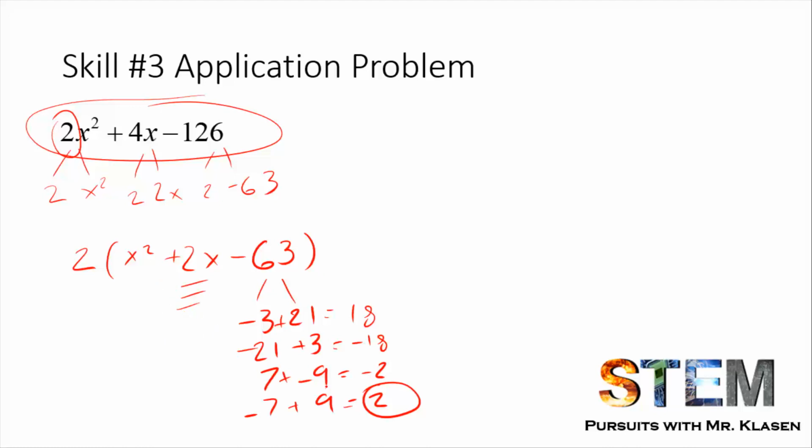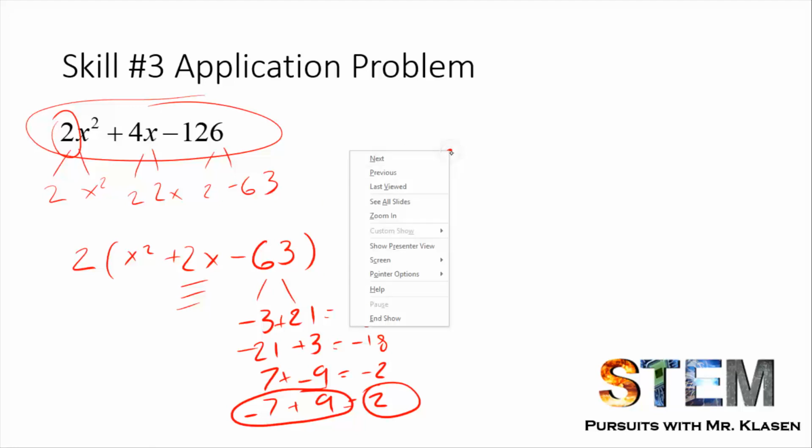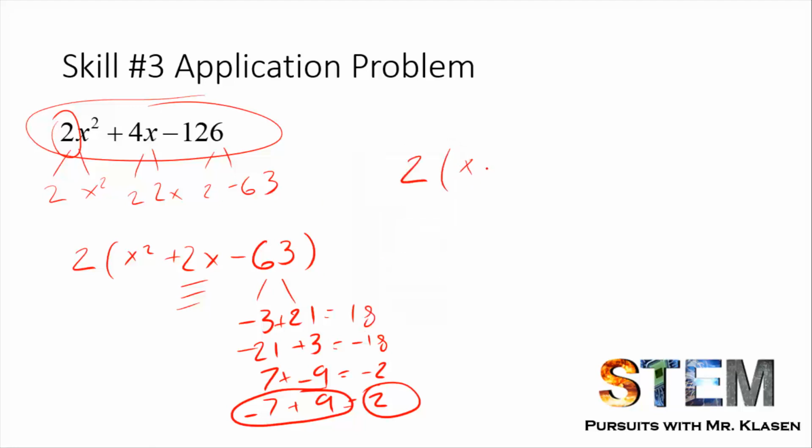So if I use 7 and 9 as my factors, I need to carry the 2 over as well, but I can write this out as 2 times (x minus 7) times (x plus 9). And this now will be a factored quadratic expression that is now in correct form.